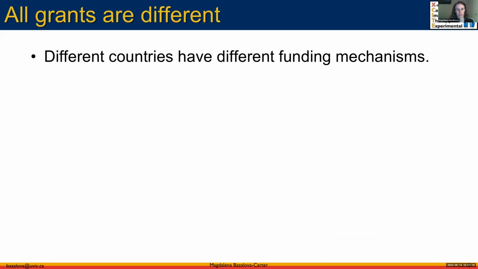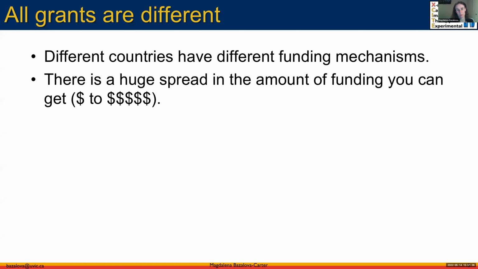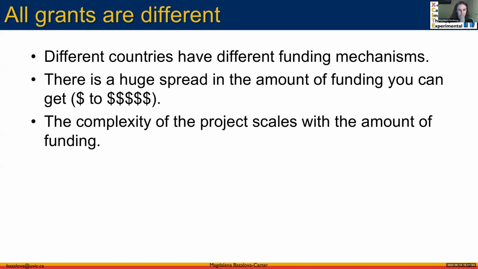Different countries have different funding mechanisms, as I described already. Even for me, who has spent time in the US and in Canada, I see quite clear differences between these two countries that are very similar in many regards. There's also a huge spread in the amount of funding you can get. You can probably get hundreds of dollars depending on the country you're in, but you can get, for example, $1 billion if it's a huge project, given by the government or by the Department of Energy, for example. So keep that in mind as well.